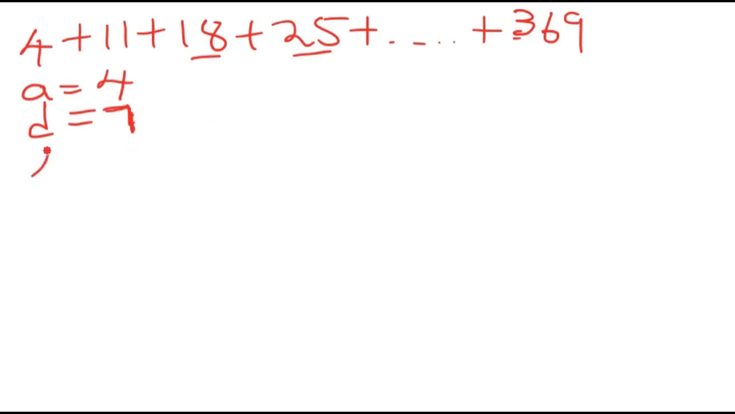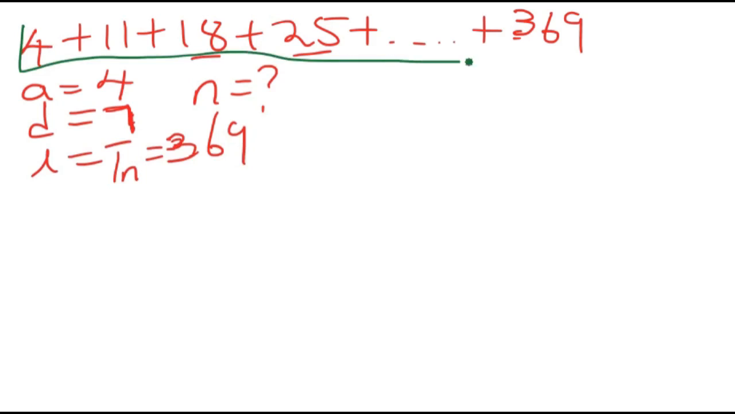So we also have our last term, which is also known as our Tn there, and it's 369. Now, what is it that we don't have on this one? It is n. We don't know the number of terms we are having. Okay, let's check what we know.